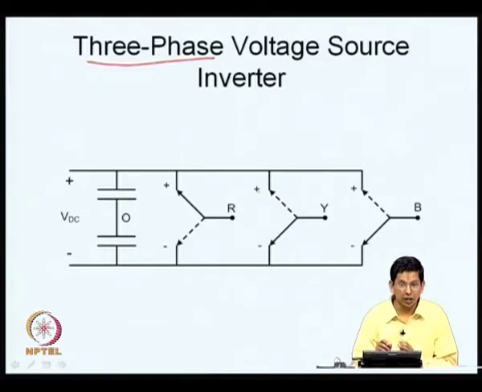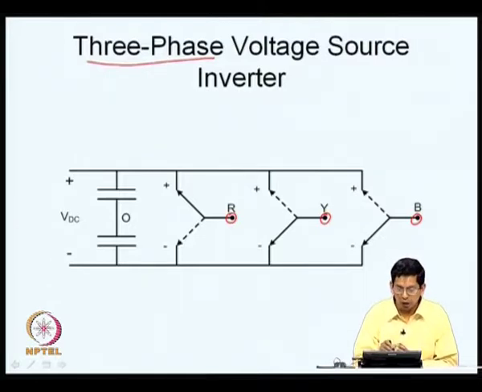And the load is once again presumed to be inductive, and the inductive load has now 3 terminals. Therefore, the load terminals have all got to be connected to a pole each. One terminal of the load, let us call it R, is connected to one of the poles. Another terminal of the load, let us call it Y, is connected to another pole, and the third terminal of the load B is connected to yet another pole B.